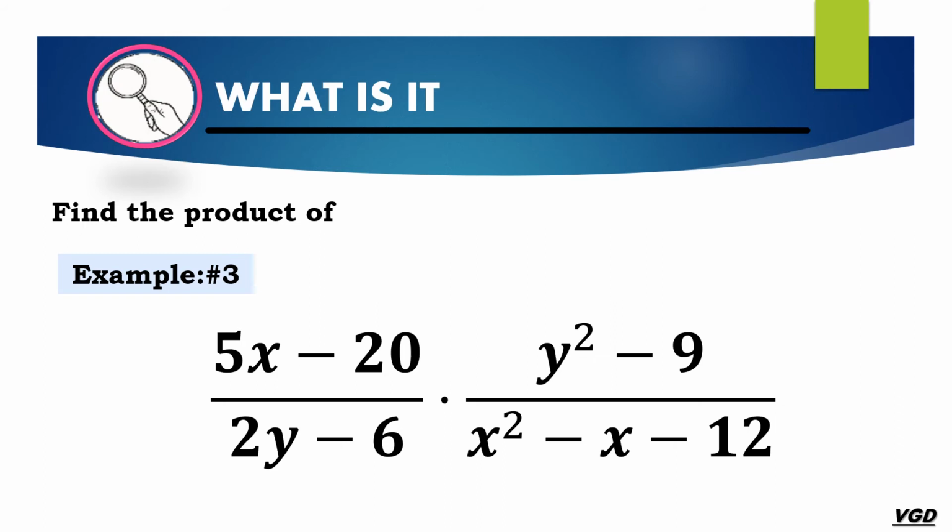I believe you are now learning how to multiply rational algebraic expressions. So now let's proceed to our third and final example. So we have here 5x minus 20 over 2y minus 6 times y squared minus 9 over x squared minus x minus 12.